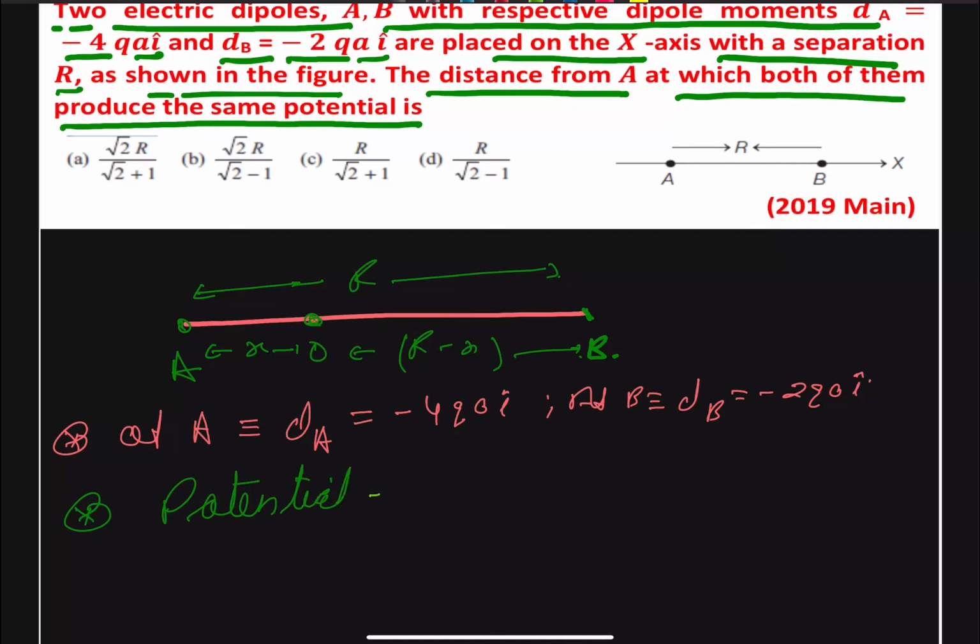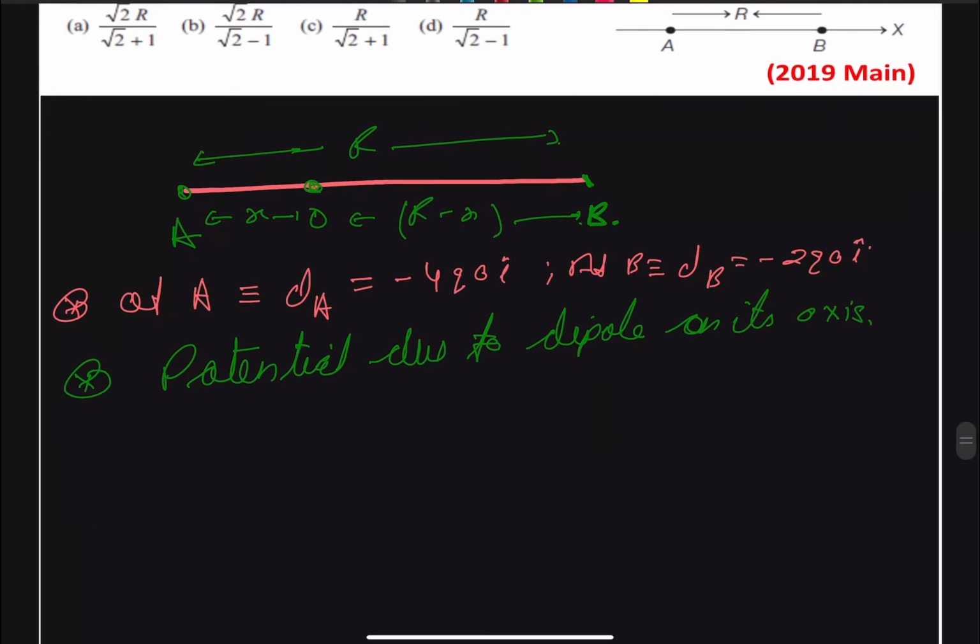Potential due to dipole on its axis, that is given as V and is equal to K, and this comes as P dot R divided by R square. And the R is the distance, so we can simplify.